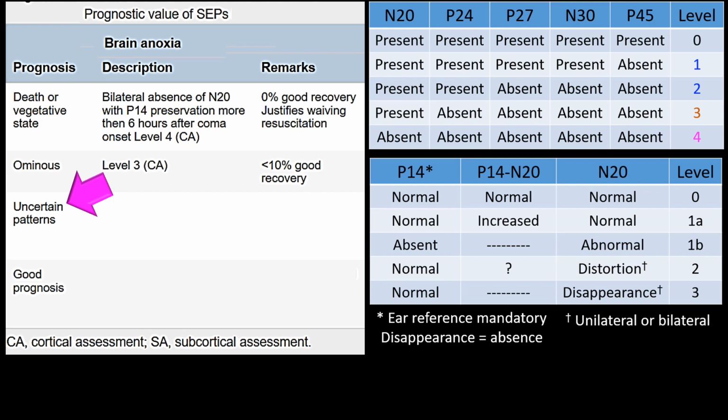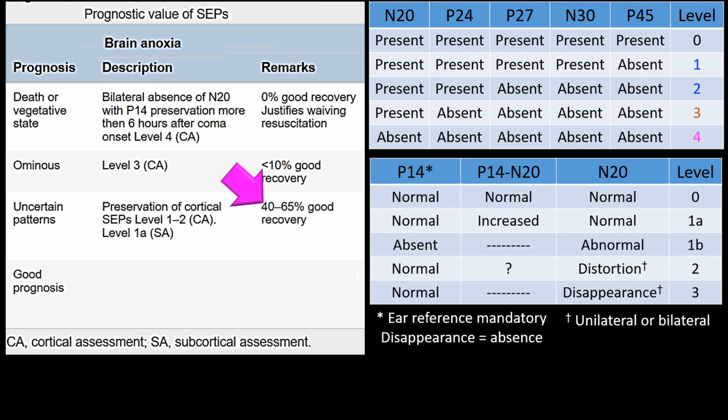The next prognostic category is denominated uncertain patterns, which include those with cortical assessment level 1 or 2 and subcortical assessment level 1A. Patients in this category have about 50-50 chance of recovery, that is, of good recovery. The last prognostic category indicated in this article is labeled good prognosis. Yet no description of it is given, and it is said that other tools for such prognostication should be used.